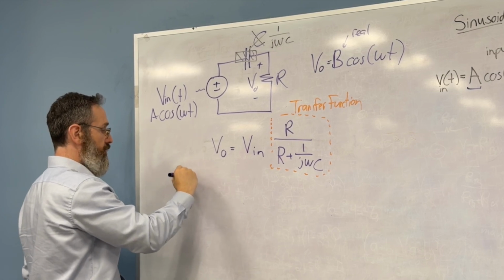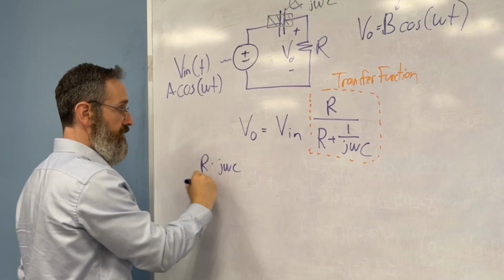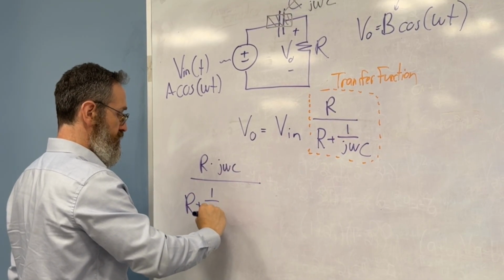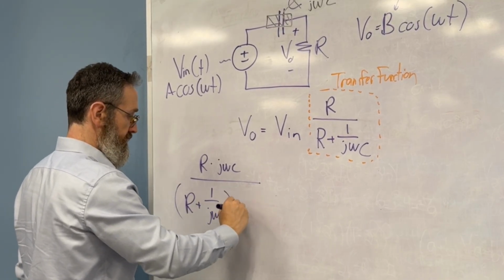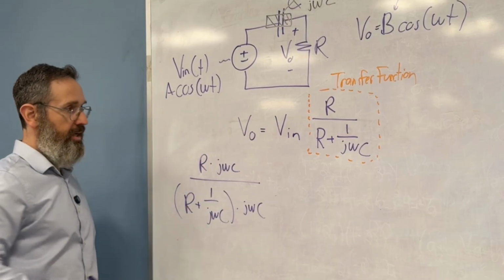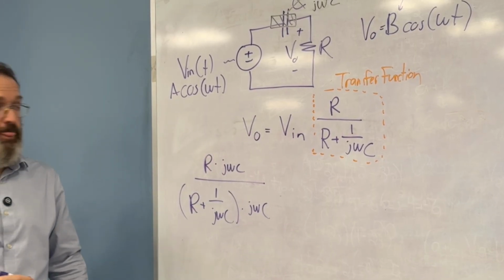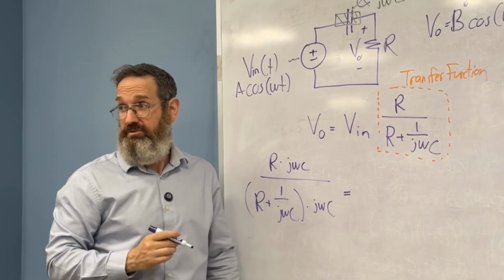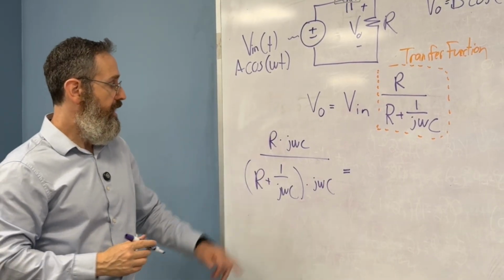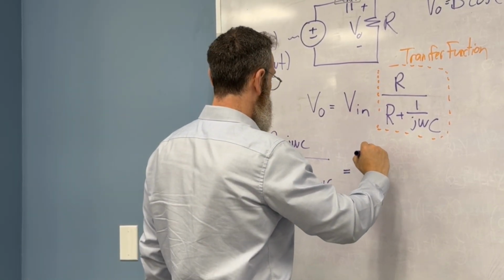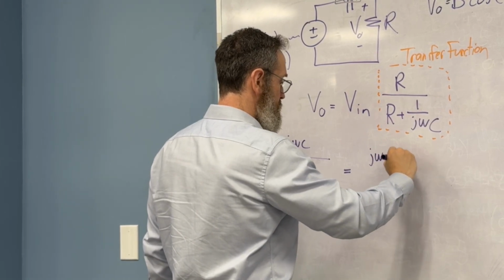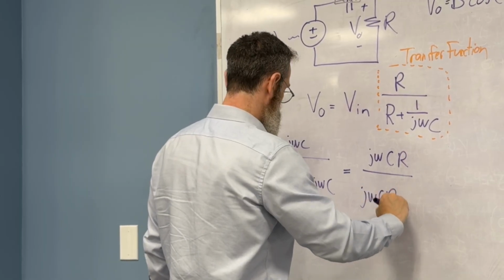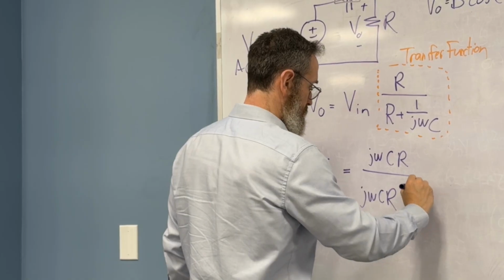I'll write it. R times JWC over R plus 1 over JWC times JWC, right? I multiplied both top and bottom by JWC. And if you want to know why I'm doing this, I'm trying to get it into this A plus BJ form. Okay, that's really what I'm doing. And I'll show you how to do it. So I did that just for simplification. And so now I get JWCR over JWCR plus 1.